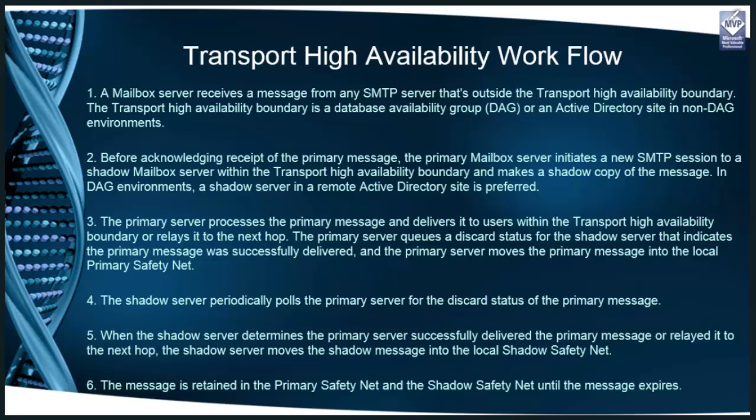In step 4, the shadow server periodically polls the primary server for the discard status of the primary message, which it receives this time. In step 5, when the shadow server determines the primary server successfully delivered the primary message or relayed it to the next hop, the shadow server moves the shadow message into the local shadow safety net. So now both the servers have the message in the safety net, waiting for the safety net expiry. In step 6, the message is retained in the primary safety net and the shadow safety net until the message expires. The moment it expires, it deletes the message. That's how the transport high availability workflow works.